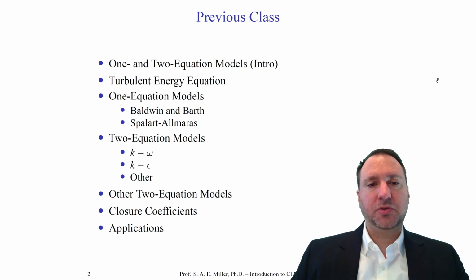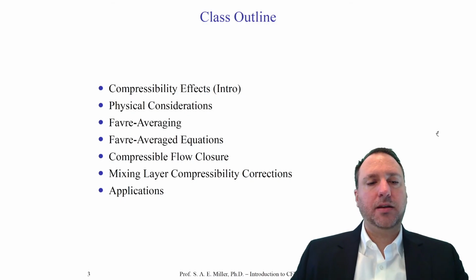Then we looked at famous two equation models, and there's two major categories. Both have the first equation as turbulent kinetic energy, and the second equation as dissipation or specific dissipation, epsilon or omega, respectively. There's other two equation models, and we looked at closure coefficients and a few applications. You'll have noticed that many of the formulations of the classic models were done in the incompressible regime.